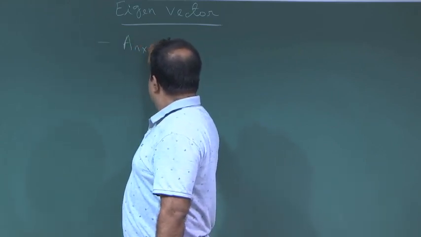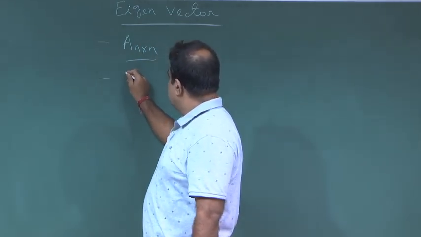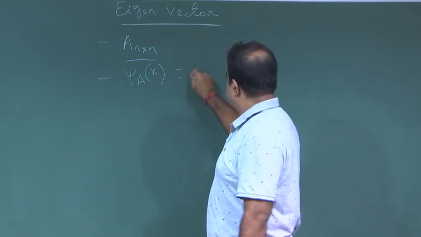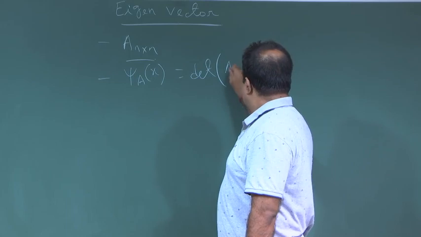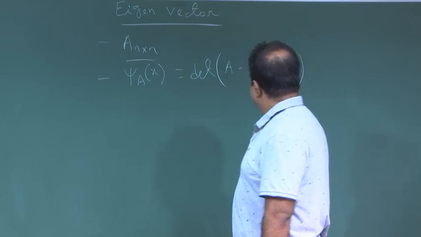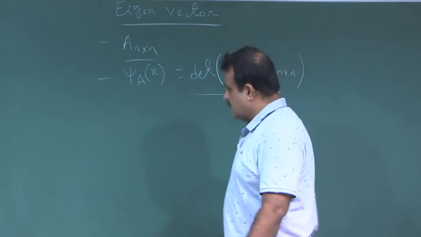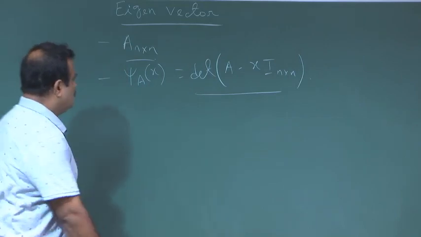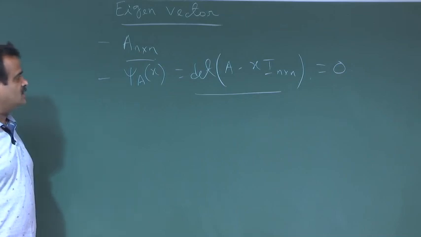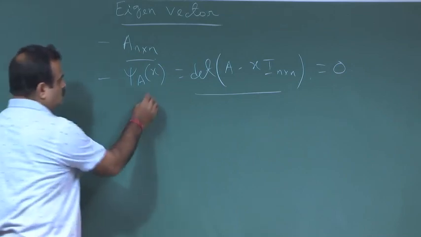A is a square matrix, an n by n matrix, and we are taking the characteristic polynomial of this matrix, which is defined as the determinant of A minus x I, where I is also an n by n matrix. So this is a characteristic polynomial, and if we equate it to 0, then this will give us the characteristic equation, and the roots of this equation are the eigenvalues.